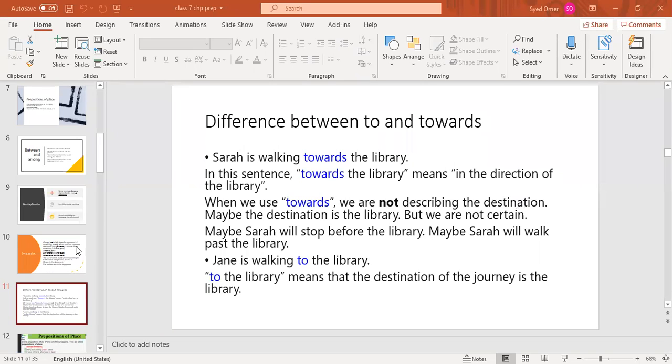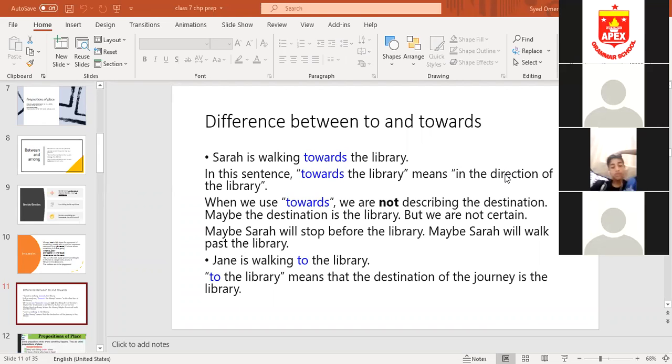Okay, so maybe Sarah will stop before the library. Maybe Sarah will walk past the library. But if I say Jane is walking to the library, it means she's going to the library. Her journey is to the library. So this is the main difference between towards and to. Towards means you are going in the direction of something. If you say, I'm riding towards the market, you are just going in the direction of the market. Maybe you intended to go to your friend's house or some other place. But if you say, I'm going to the market, your destination is the market. You're definitely going to the market.